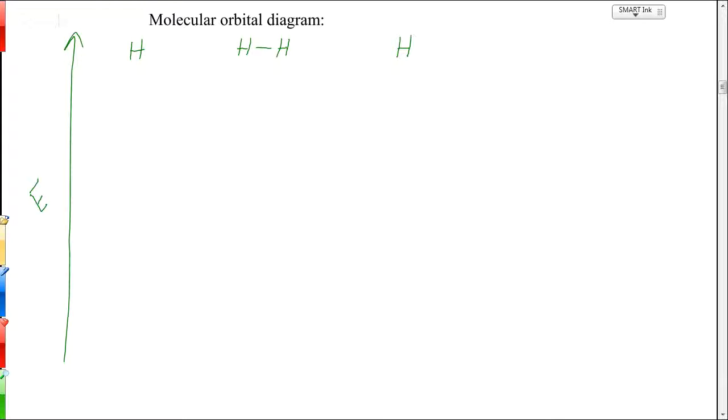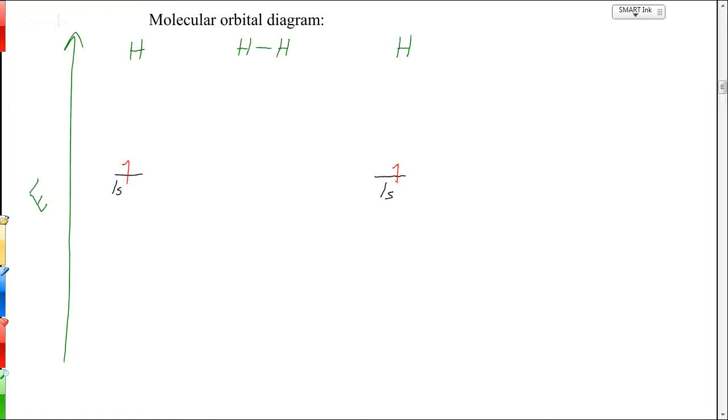So the atomic orbitals we know, hydrogen's valence orbital is the 1s. And so each is going to have one of those, and they should be at the same energy because they're both hydrogen, they should be the same. Each of those will also have an electron in it. Hydrogen has one valence electron. So the valence orbitals of hydrogen are the 1s orbital with one electron in it.